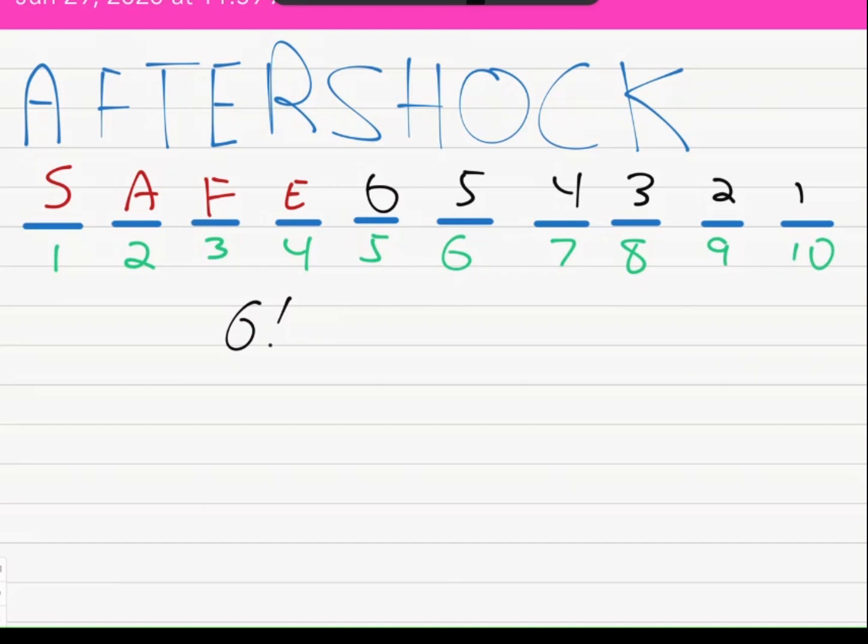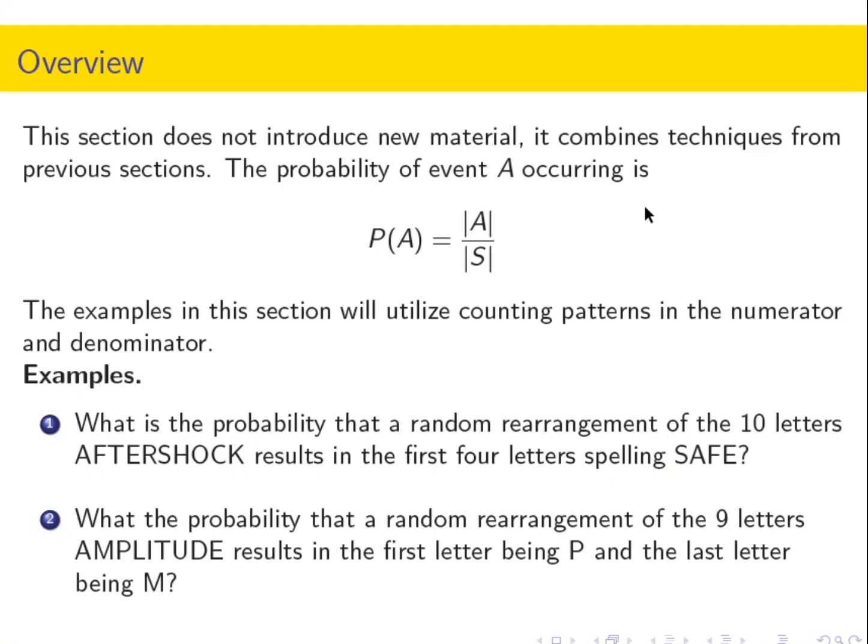Okay, so what's the probability? The probability that the word safe is spelled in the first 4 digits is 6 factorial over 10 factorial. So we need to get used to dealing with these permutations where some restrictions are made. So here's a second example.